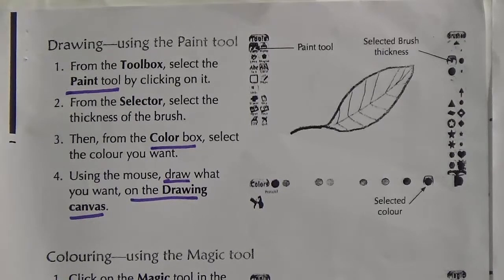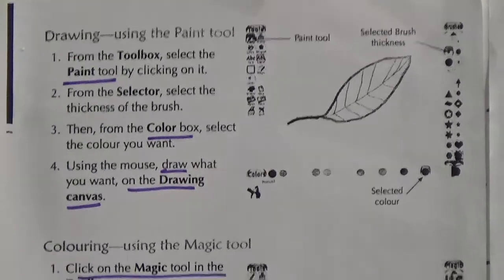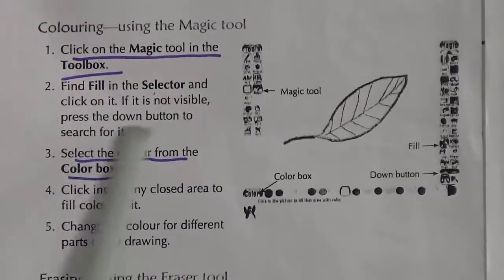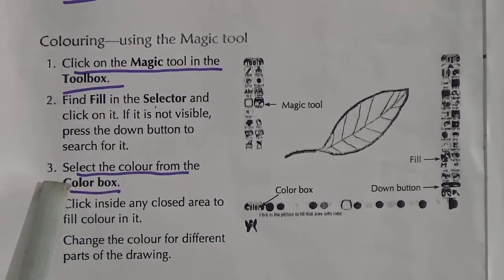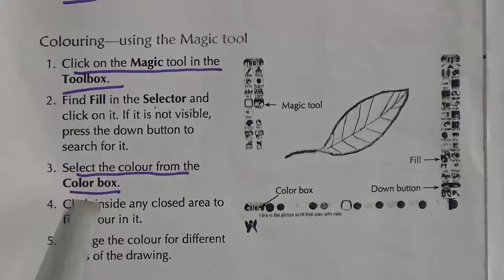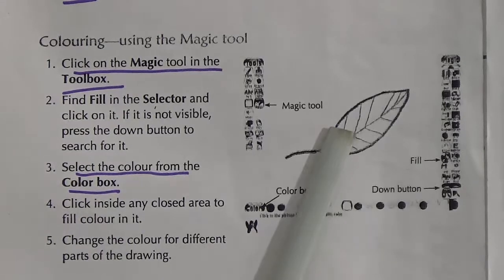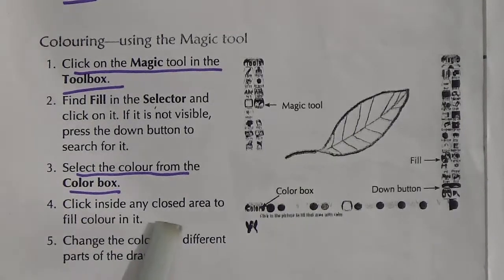Number 2, find fill in the selector and click on it. If it is not visible, press the down button to search for it. Next, select the color from the color box. Again, we have to select the color from the color box. Click inside any closed area to fill color in it.